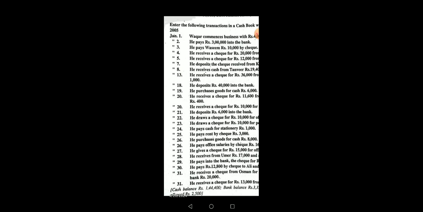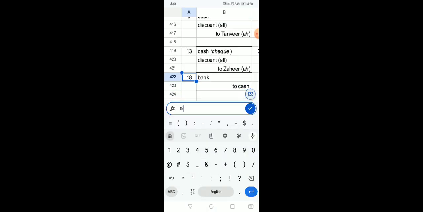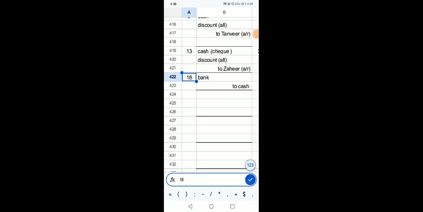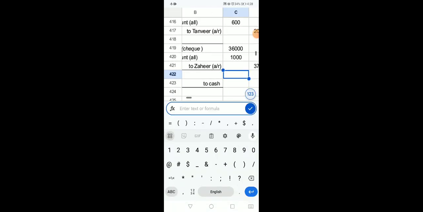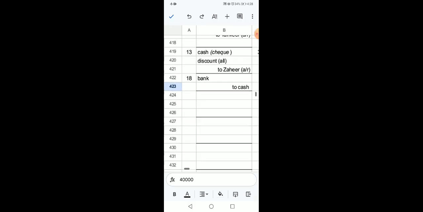After 13 the entry number was 18, so you will put the entry date, and now you will see how much amount was deposited into the bank in entry number 18. 40,000 is mentioned, so you will write 40,000 over here, and the same amount you will write on the other side, that means the credit side. This way the entry has been completed. This was entry number 18. Let's see what the next entry is saying to us.